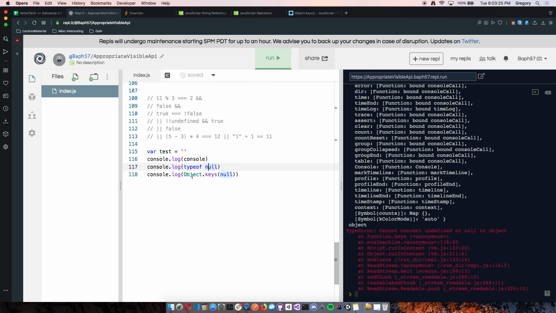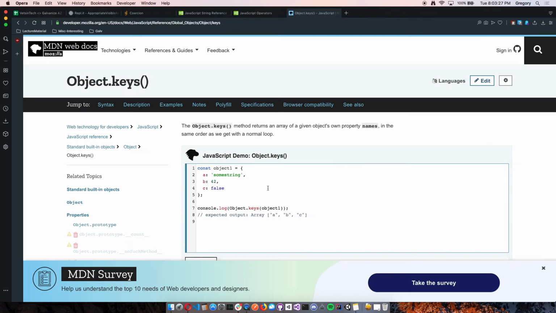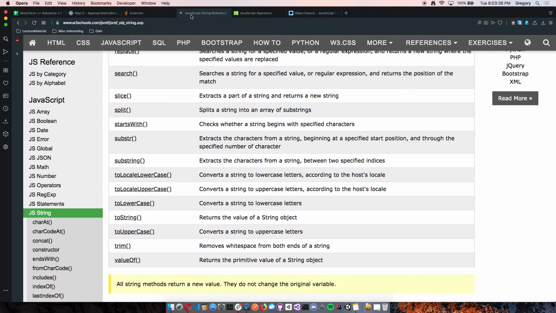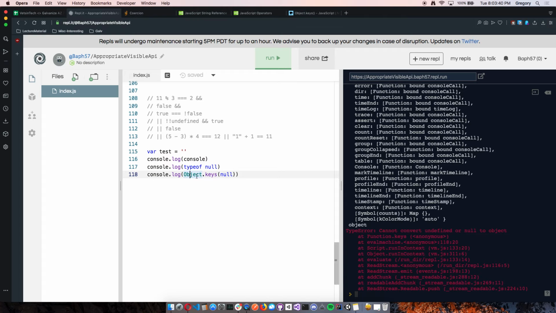So what I was trying to do, I was like, okay, what's null? Null is an object. So I looked up object methods, and I found the Object.keys method returns an array of a given object's own property names in the same order we get with a normal loop. Cool. So let's go ahead and take a look at the keys of null. Well, we can't because it's undefined or null, and we can't convert it to an object. But it is an object.